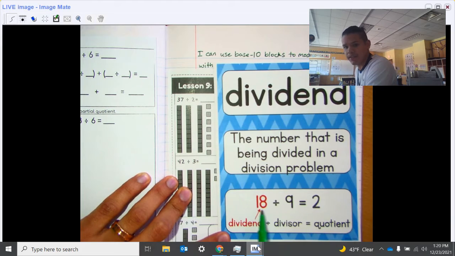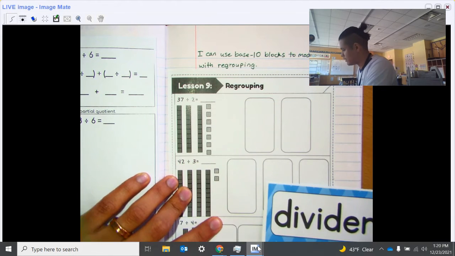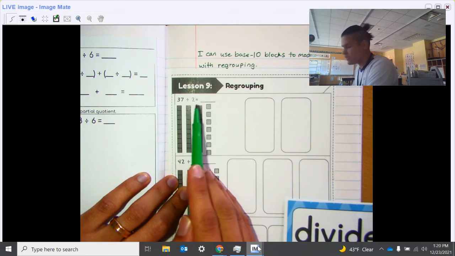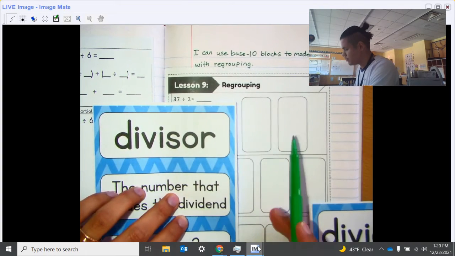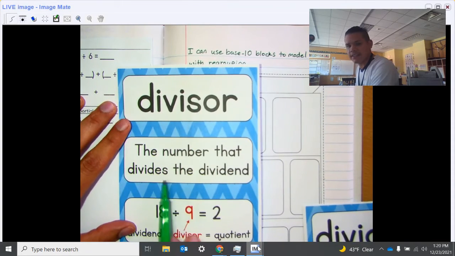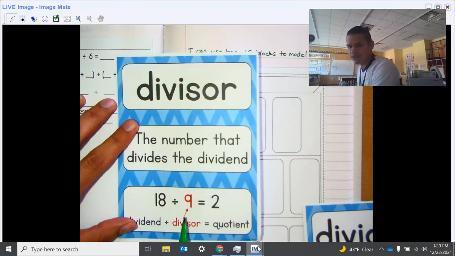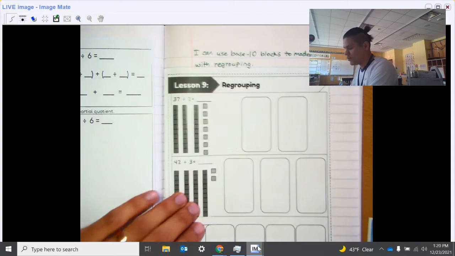It's this larger number right here, okay? So we have 37 of our base 10 blocks. And we are dividing them into 2 equal groups. That 2 is our divisor. So you see how there's 1 group and 2 group right here. And the divisor is the number that divides the dividend. So it's the smaller number, okay? So dividend divided by divisor equals quotient.